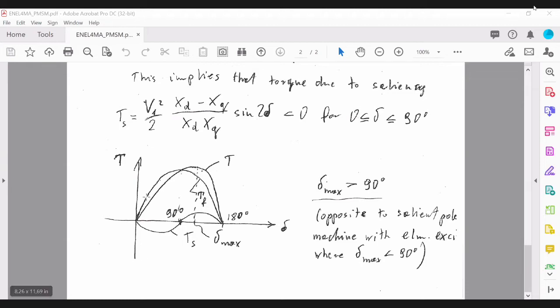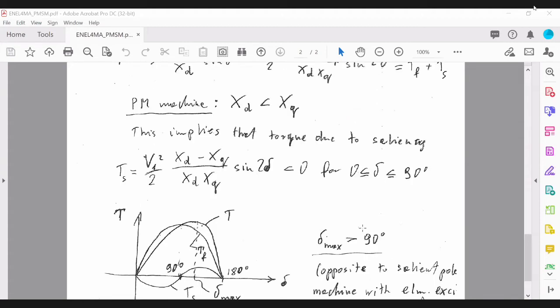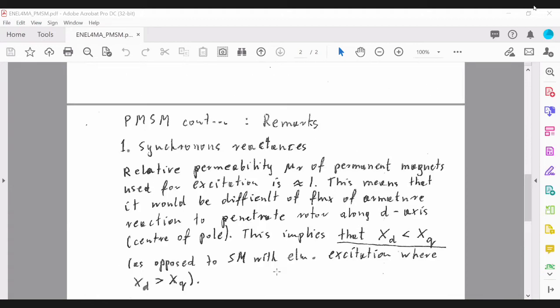Okay, it's shifting the maximum torque to a value that's more than 90 degrees, whereas for an elementary excitation of the synchronous machine, your maximum torque or maximum power is below 90 degrees, right? So here it's opposite to the salient pole machine with elementary excitation, where delta max is less than 90 degrees, whereas here it will be greater than 90 degrees.